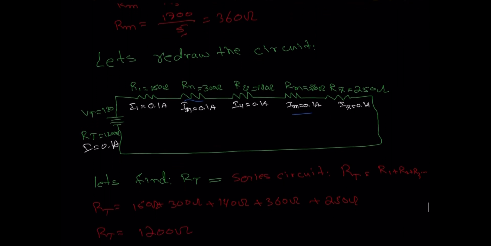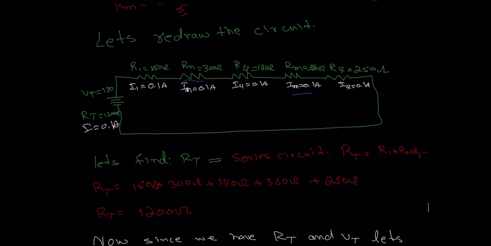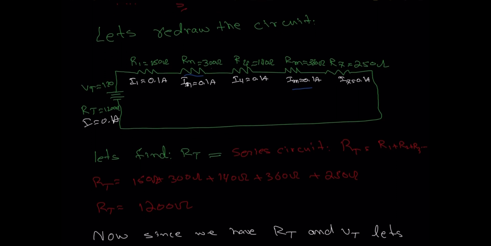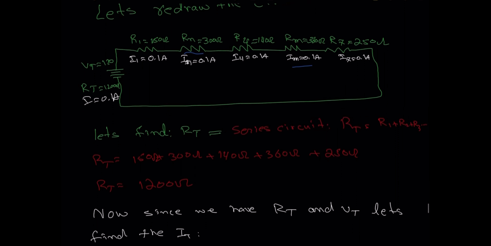Now we can simply find RT, which is the total resistance of the circuit. Total resistance in a series circuit is the individual resistors added together. So 150 plus 300 will be 450, 450 plus 140 will be 590, 590 plus 360 will be 950, plus 250 will be 1200. So you add them up and you'll get 1200 ohm for RT. Good news. We have RT 1200, we have VT 120 volt.